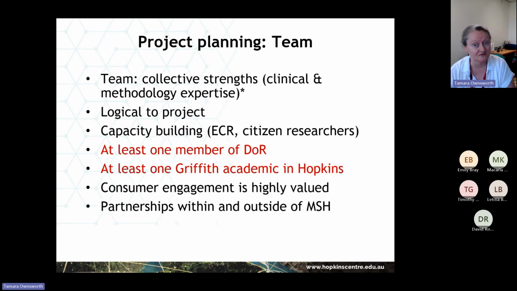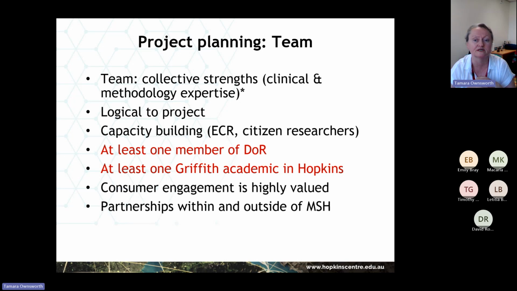Okay, the team is a very important element of the seed grant, at the very least for moral support, but also for a lot of practical assistance as well. So with the team, we look very much at the collective strengths of the team, but also what role each individual team member will play.